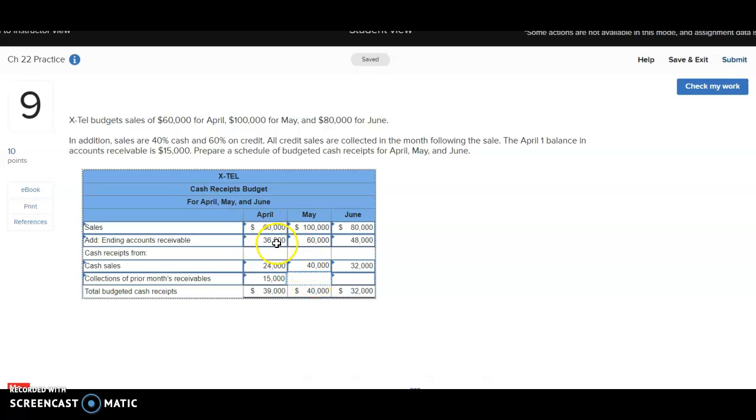The credit sales in April were $36,000. We're going to collect them in May, so $36,000 gets entered in May. We had $60,000 in May. That's going to be paid in June, so we have $60,000 we're going to enter there.